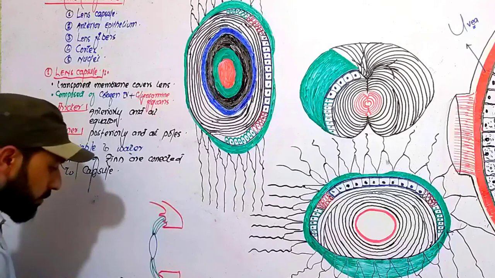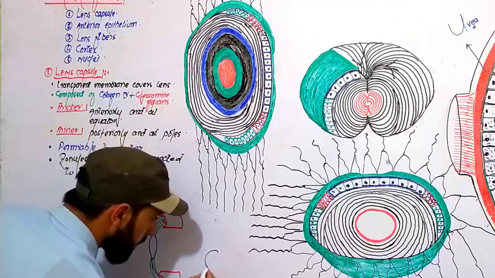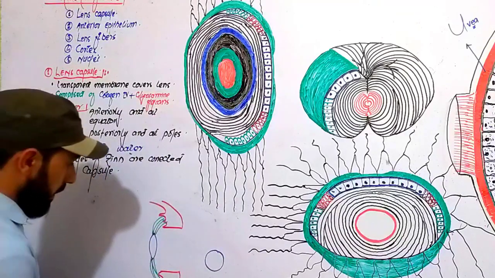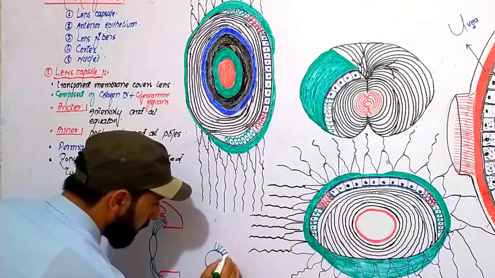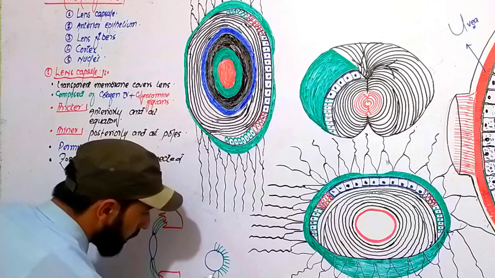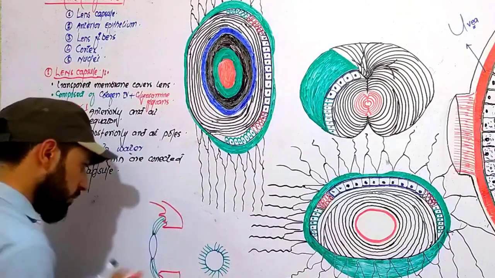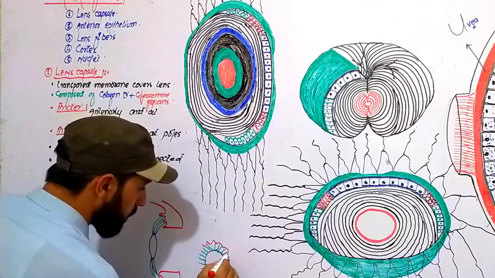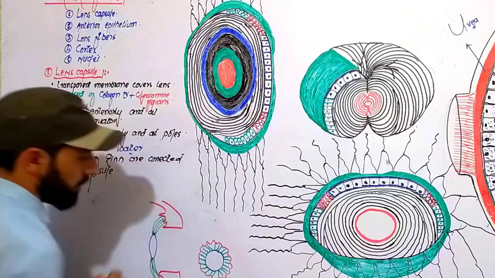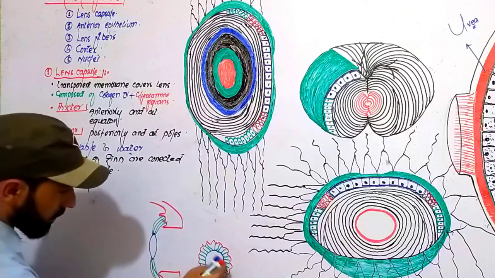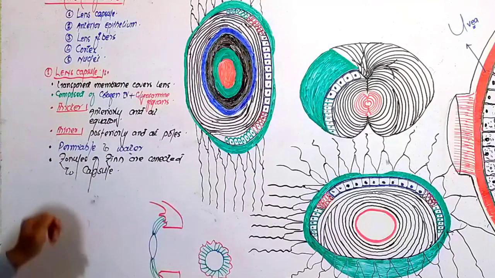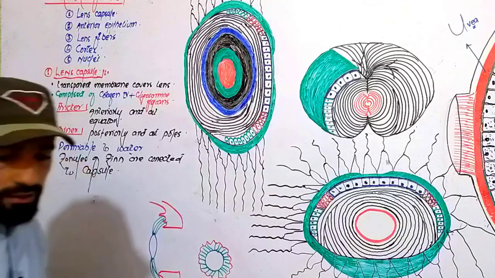And you know well that our lens is a round structure, and it has on all its sides these zonules of Zinn, and these zonules of Zinn are attached to all sides. And you know that there are ciliary bodies also on all sides of your lens, like this. So this is the structure which I'm talking about, right? So this was about the lens capsule.